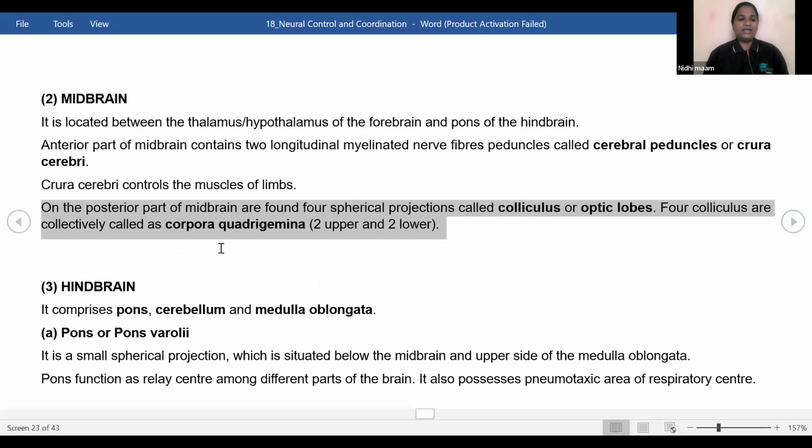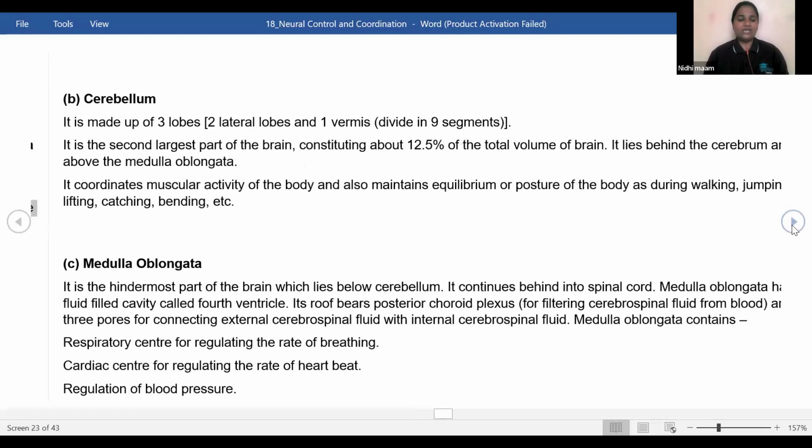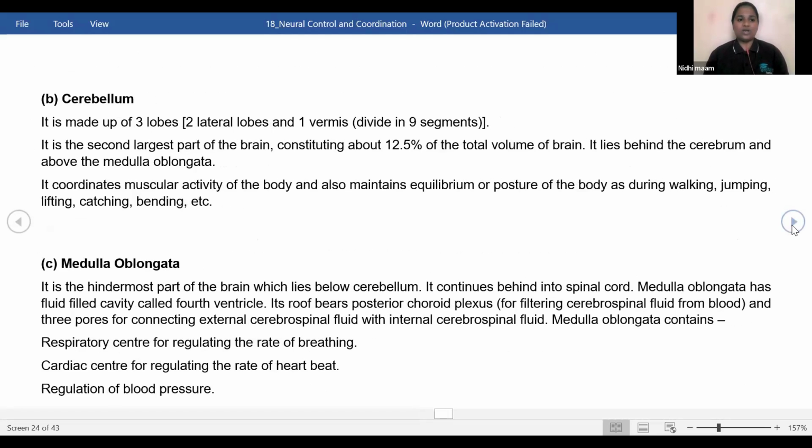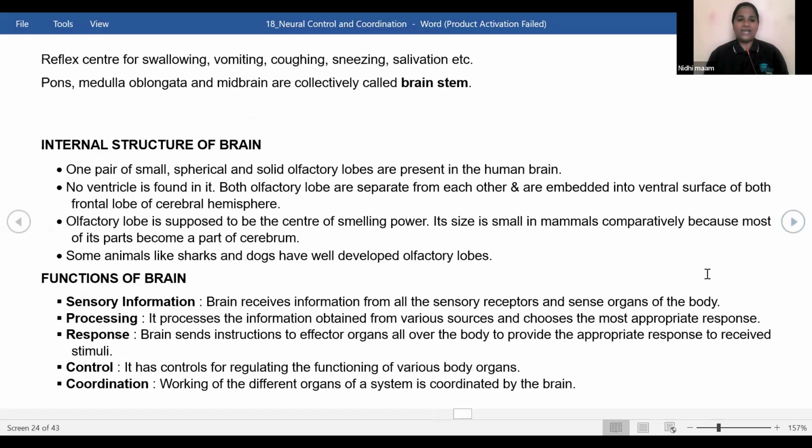hindbrain. Right. Then the hindbrain consists of the pons, or we can say pons of Varolii, cerebellum, and medulla oblongata. Cerebellum coordinates muscular activity. It maintains equilibrium, or balance, or the posture of the body. Then medulla oblongata: the cardiac center, that is heartbeat, regulation of blood pressure, and the respiratory center, or respiration, breathing rate will be maintained. Right. So this is regarding the functions of the parts of the brain.